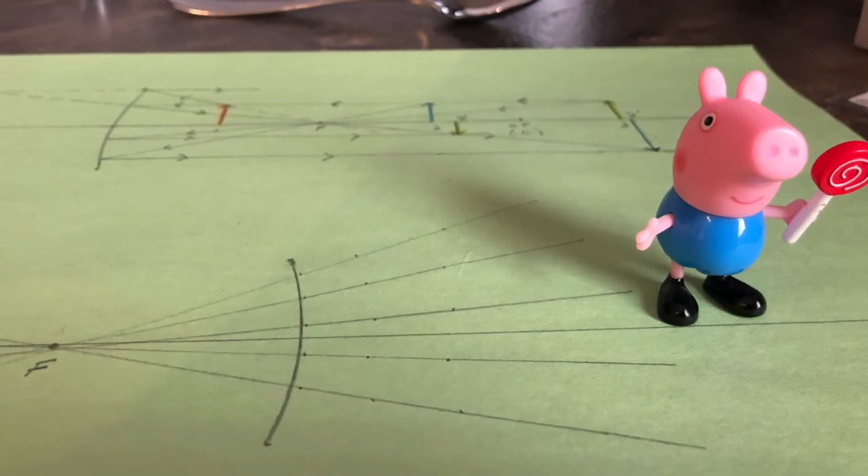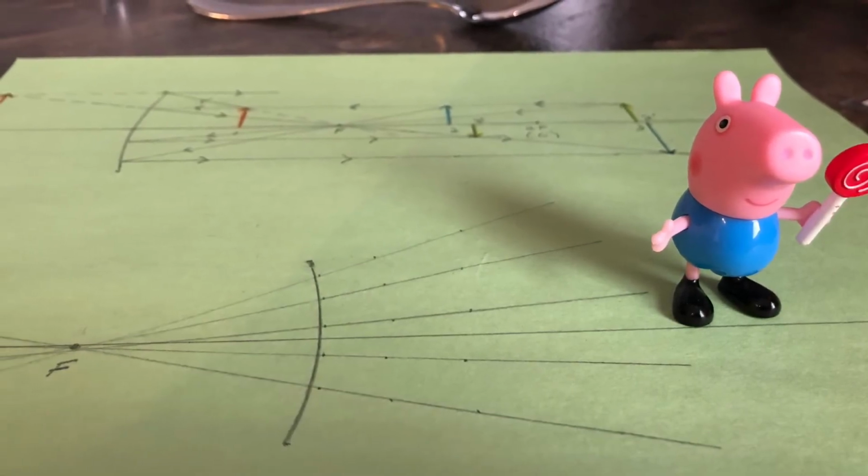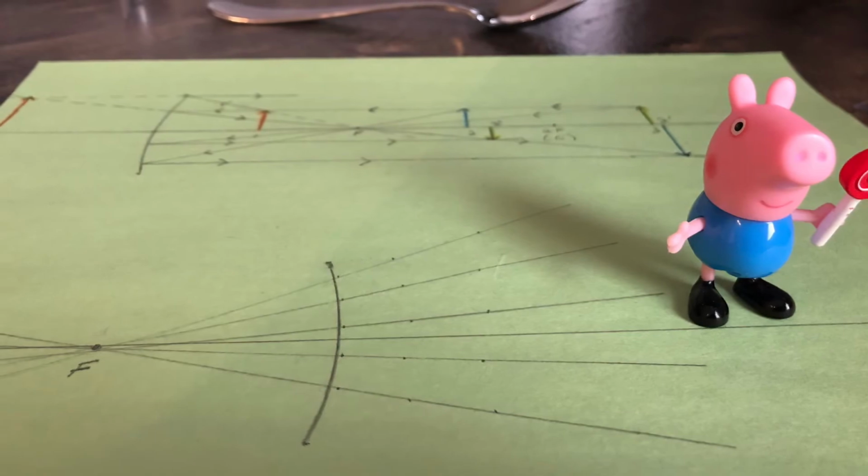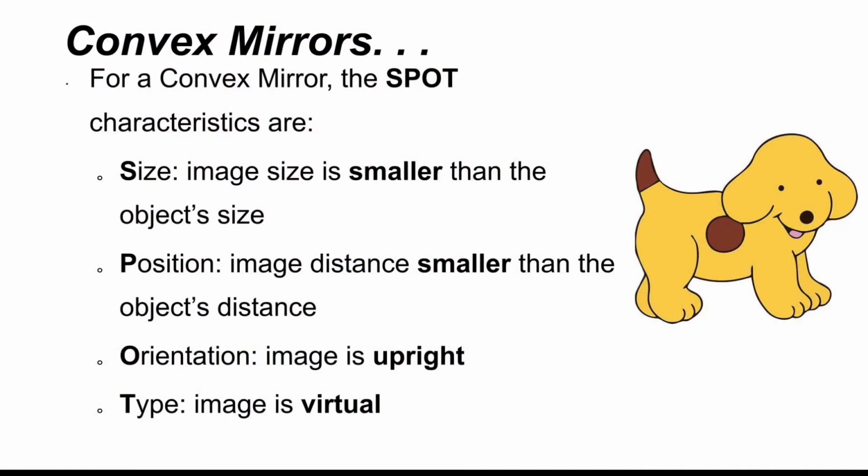Convex mirrors simply give us just one set of image characteristics. Regardless where the object is, the image size will always be smaller than the object. It will always be closer to the mirror surface than the object. The image will always be upright, and it will always be virtual. It will come from inside the mirror.